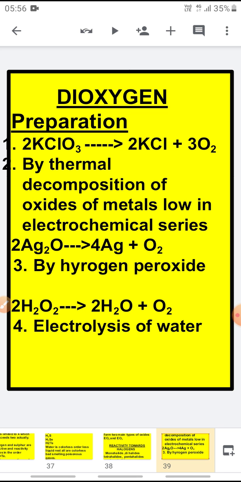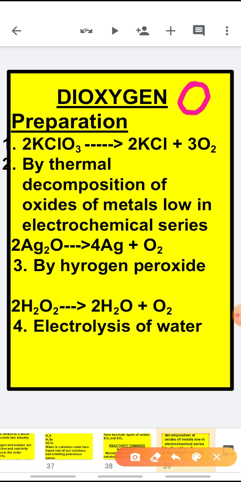Children, as I have told you, we have to study the preparation, properties and uses of some of the compounds which are formed by the elements of group 16. So, the first compound that we are starting with is dioxygen. Dioxygen, as you all know, is the molecular form of oxygen having two atoms of oxygen. Now, first of all, I'm starting with the preparation of dioxygen.